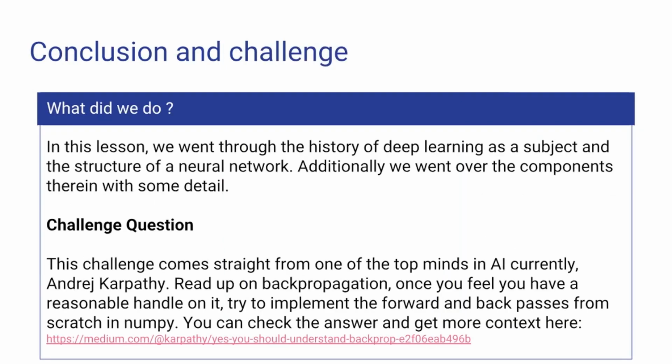So, last slide. Conclusion and challenge. So what did we do here? This lesson was a brief overview of the history of deep learning as a subject, the structure of neural networks, and the components therein. We learned about optimization, which is the method by which we work towards a ground truth function approximator.